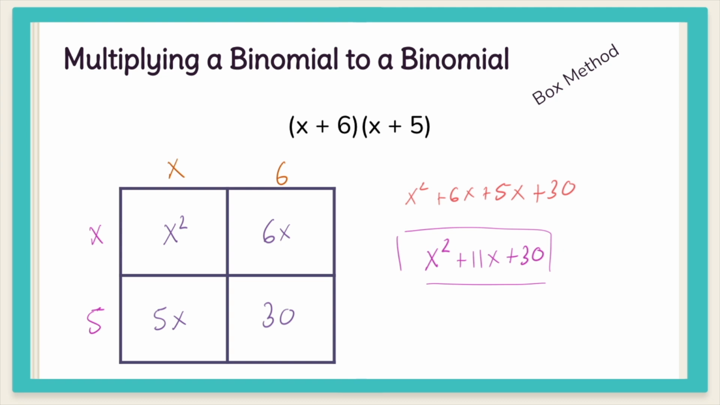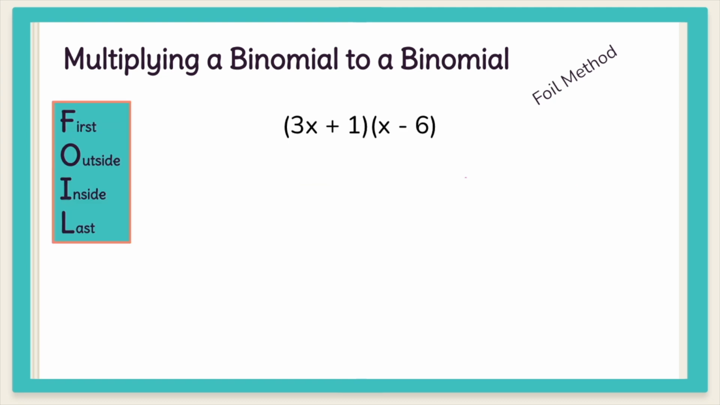Now let's take a look at the other method. The other method we're going to use for multiplying a binomial to a binomial is known as the FOIL method, and people find it to be faster. The FOIL method is an acronym that stands for first, outside, inside, last. And that's the order we're going to multiply our terms in to create our trinomial. So our firsts are going to be the first ones, so 3x times x. So 3x times x is going to give us 3x squared.